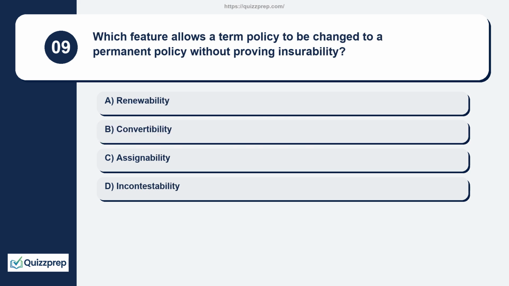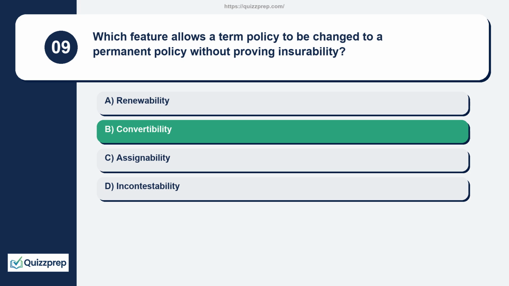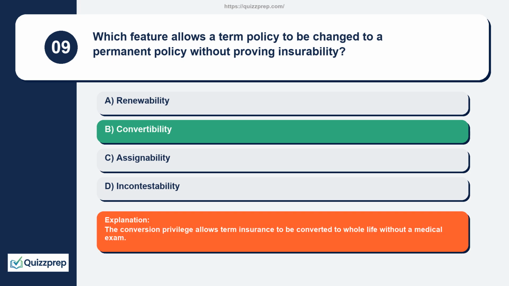Question 9. Which feature allows a term policy to be changed to a permanent policy without proving insurability? Renewability, convertibility, assignability, incontestability. The conversion privilege allows term insurance to be converted to whole life without a medical exam.